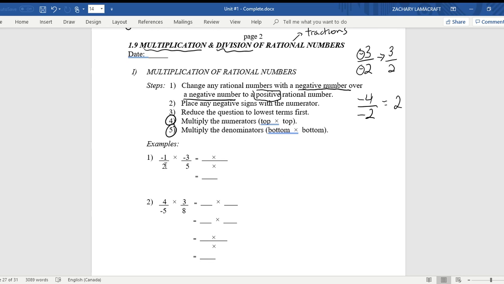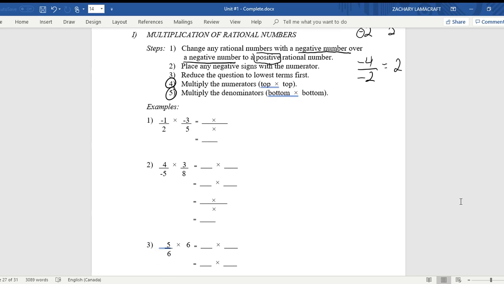So in the first one, we have -1 over 2 and -3 over 5. Well, we can't reduce any of those, and the negative number is on the numerator or the top number, so we're just going to do -1 times -3 and 2 times 5. So -1 times -3 is +3, and 2 times 5 is 10. So 3 over 10 would be our answer. Make sure you're writing this down in your notes.